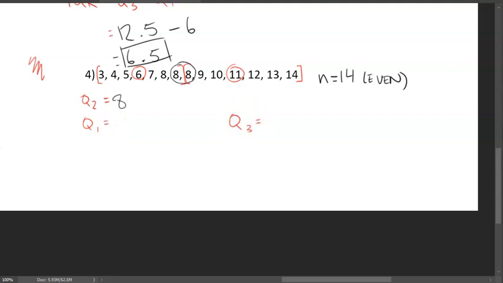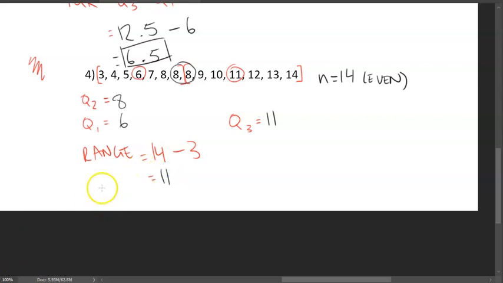Okay, we've got a Q1 and our Q3. We just found the middle number of each one. Q1, 6, Q3, 11. Let's get our range. Range is biggest take away smallest. So this is equal to 14 take away 3, which is 11.